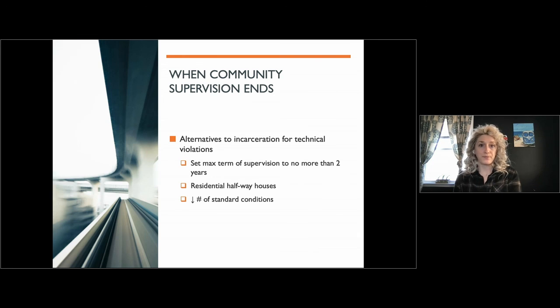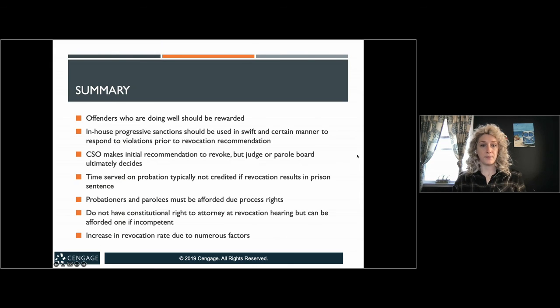That's just one example. So, in sum, offenders who are doing well on supervision should be rewarded. So we want to make sure that we're not simply sanctioning offenders for violations, but that we are also rewarding them when they're doing things well. In-house progressive sanctions should be used in a swift and certain manner to respond to technical violations prior to putting forth a revocation recommendation. Community supervision officers are going to make that initial recommendation to revoke. However, know that the judge and the parole board are ultimately deciding whether that probation or parole should be revoked.